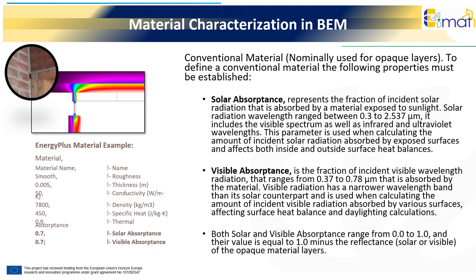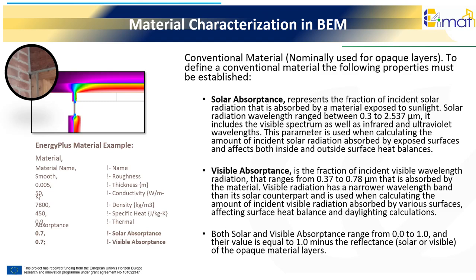This parameter is used when calculating the amount of incident solar radiation absorbed by exposed surfaces and affects both inside and outside surface heat balances. Solar absorptance ranges from 0.0 to 1.0 and is equal to 1.0 minus the reflectance of the material, for opaque layers.